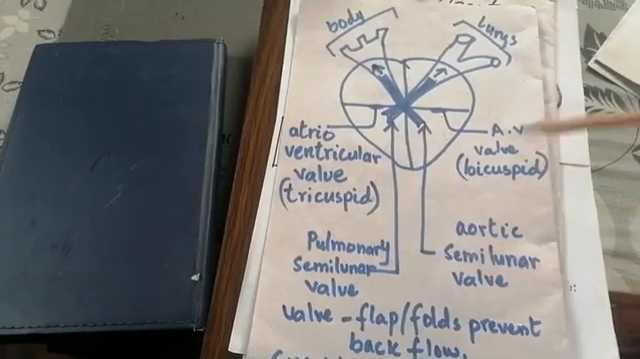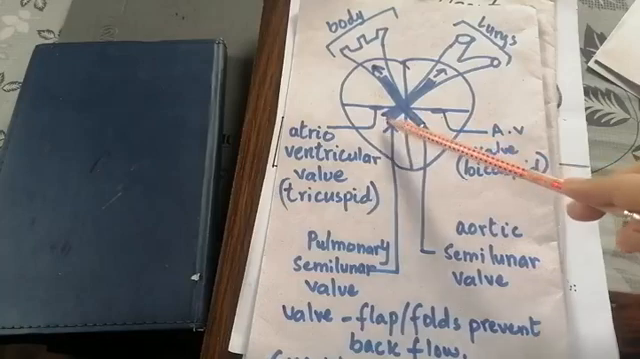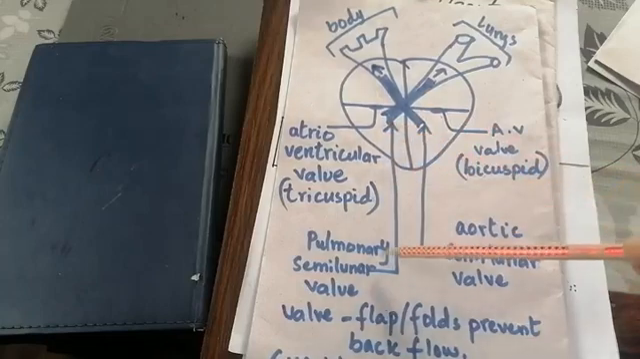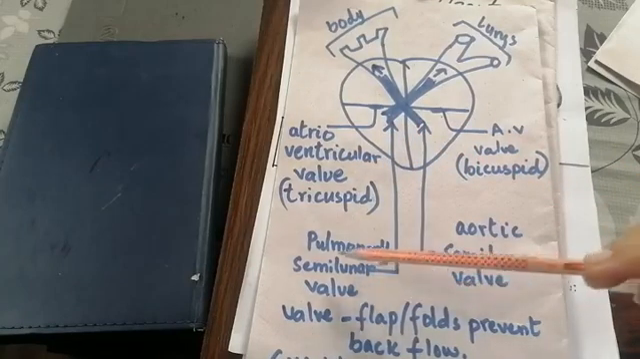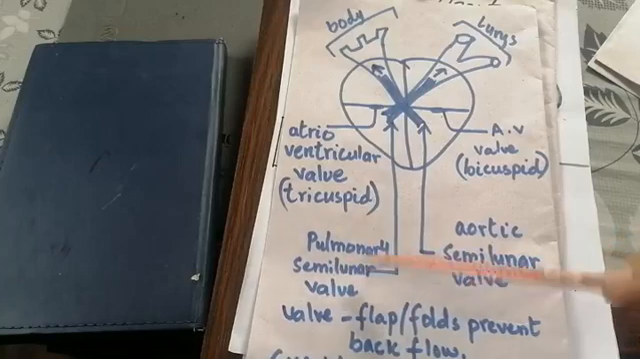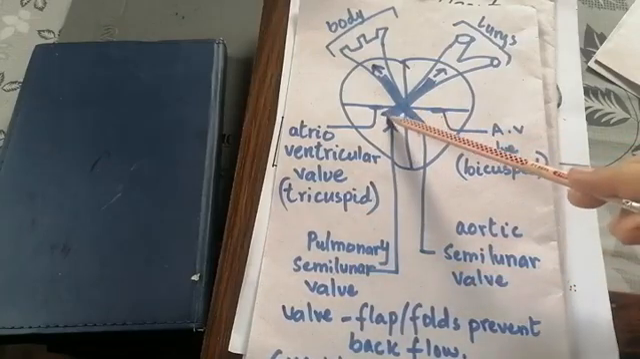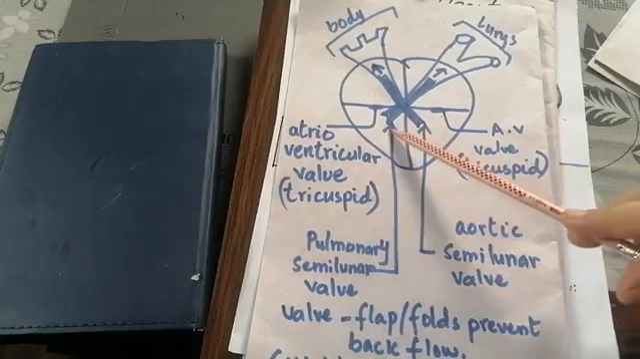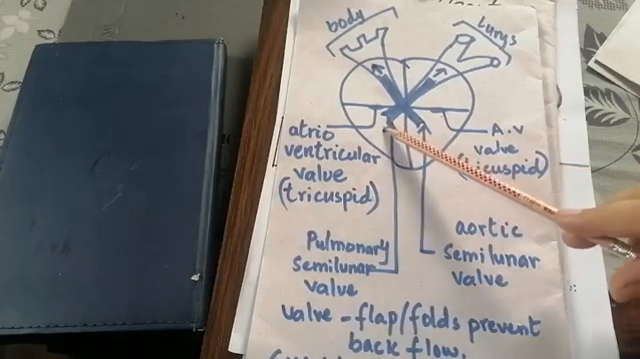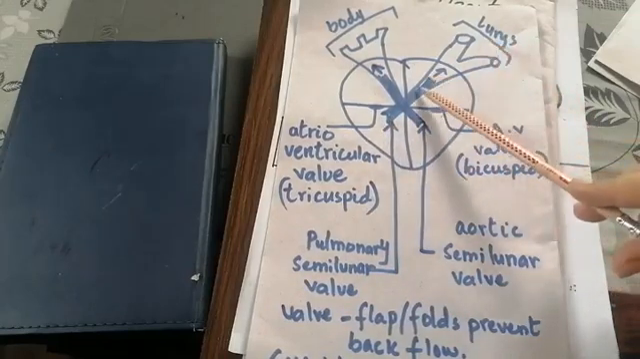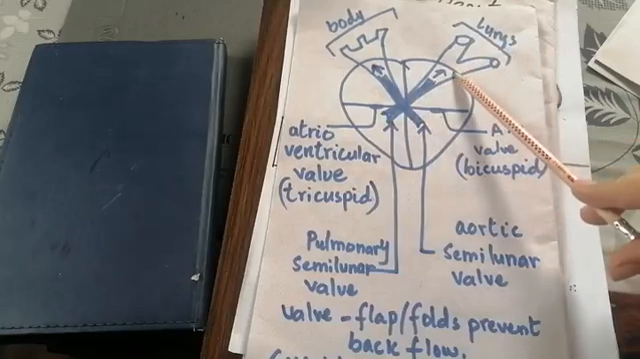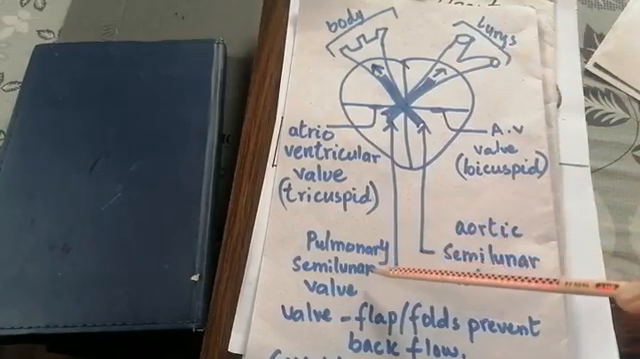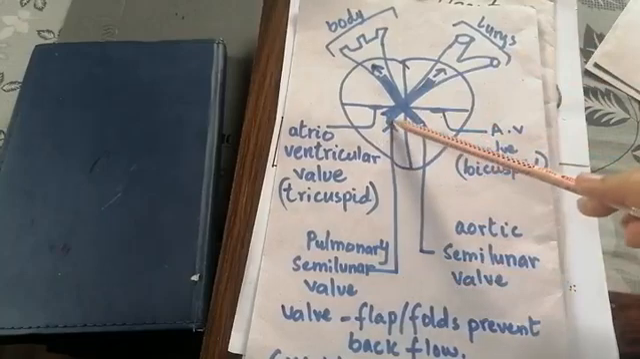There is another pair of valves. Those valves are present on the ventricle sides. This valve is known as the pulmonary semilunar valve. Semi means half, lunar means moon. It has the shape of a half moon. That's why it is known as a semilunar valve. The pulmonary semilunar valve is present between the ventricle and the pulmonary trunk.